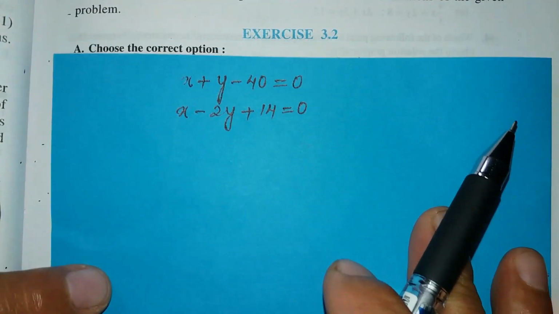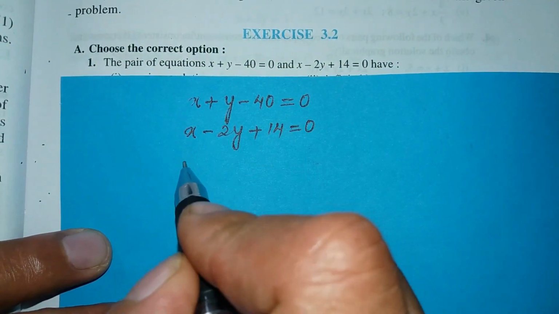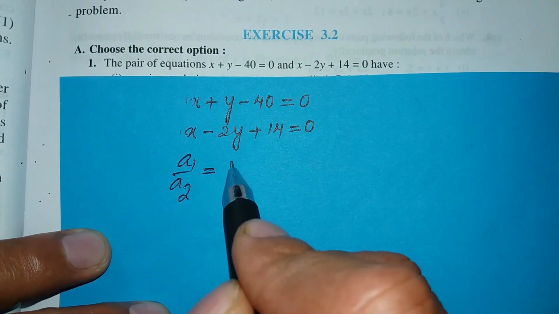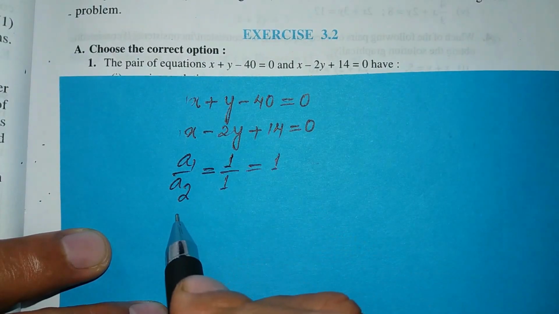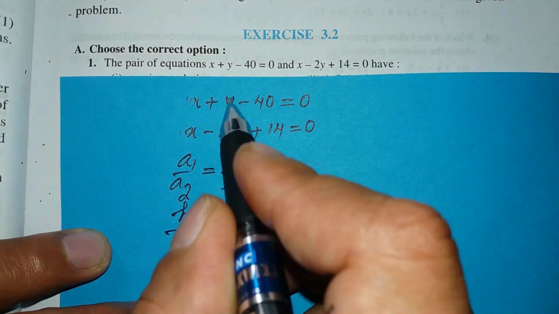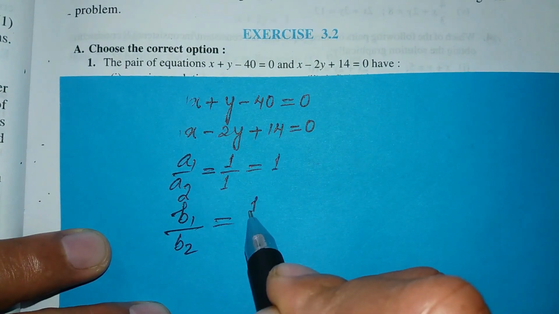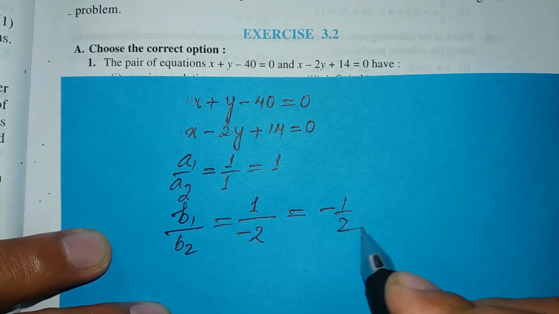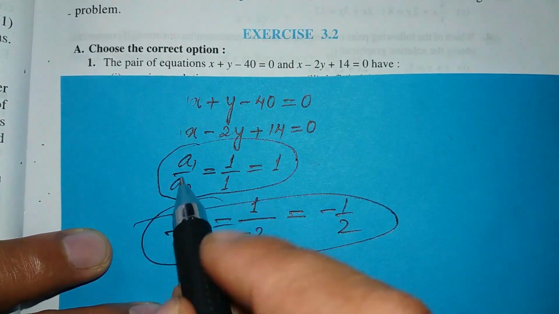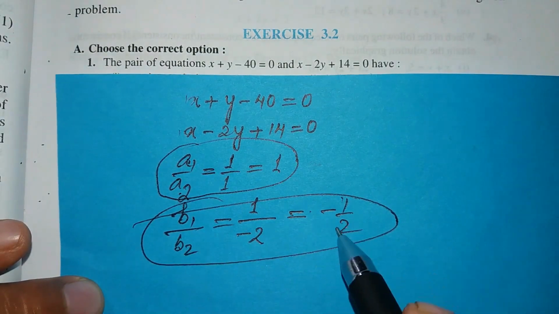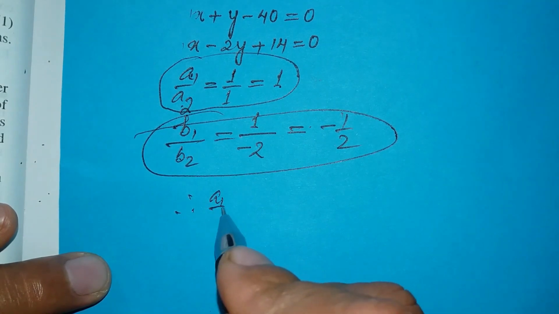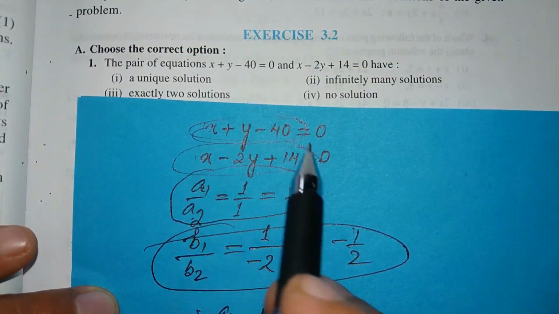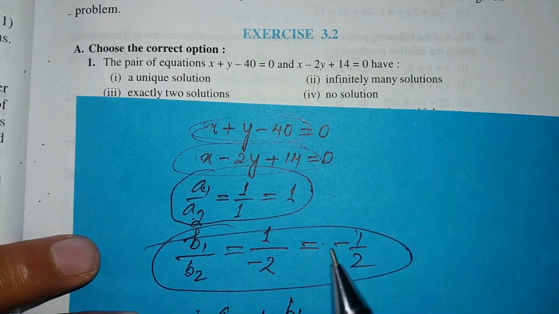So here in these two equations, let's check a1 by a2, that is the coefficient of x here and here, so it is 1 by 1, which is 1. And now let's see the coefficient of y. So b1 is plus 1 and b2 is minus 2, so this is minus 1 by 2. a1 by a2 is 1, b1 by b2 is minus 1 by 2, which means they are not equal. So therefore the pair of equations has a unique solution.